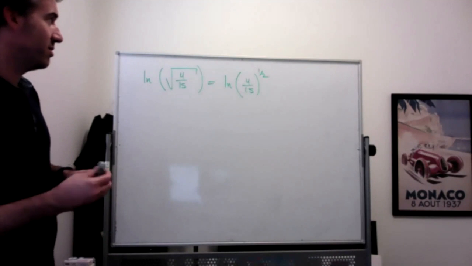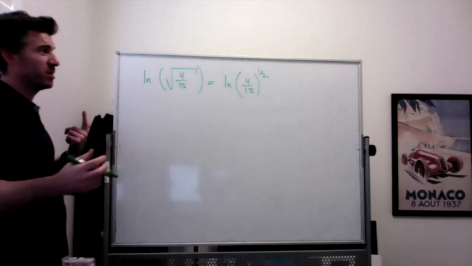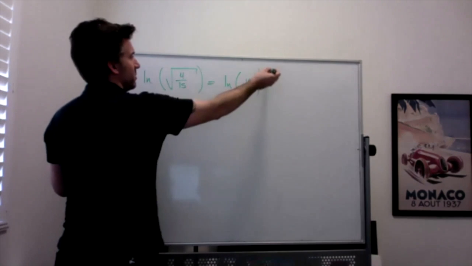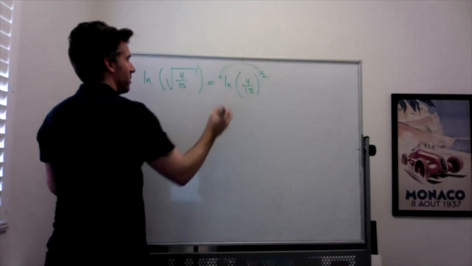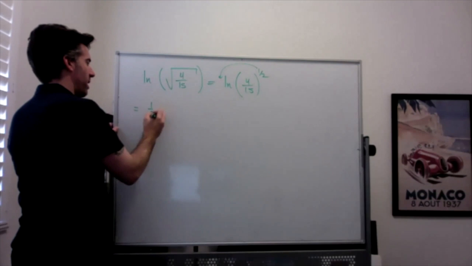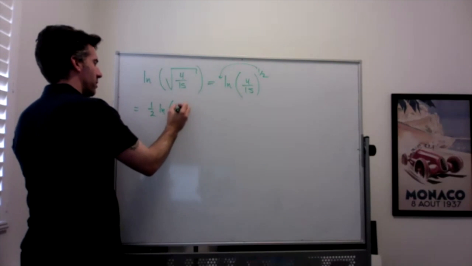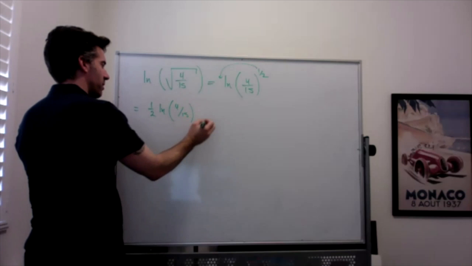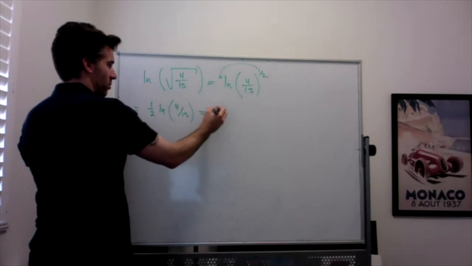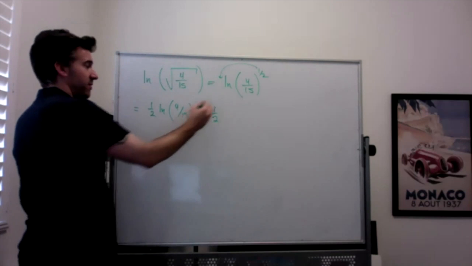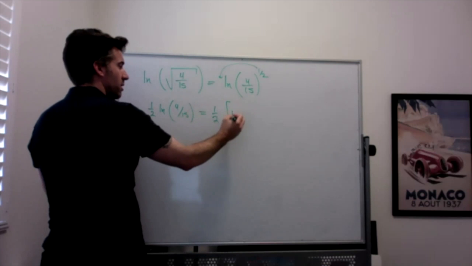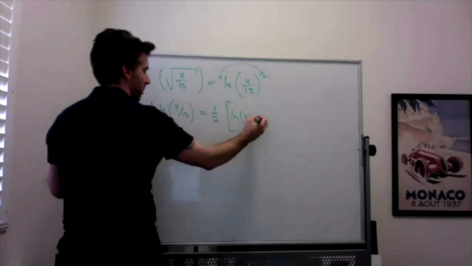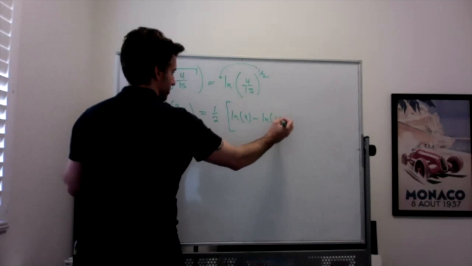All right, so here's how this one should work out. The first thing we really have to do here is bring this 1/2 in front. This is 1/2 natural log of 4/15. You break this up as 1/2 times all of this: natural log of 4 minus natural log of 15.